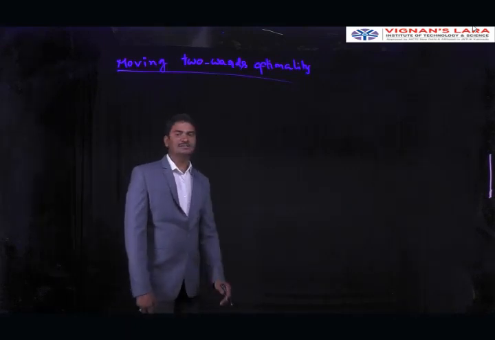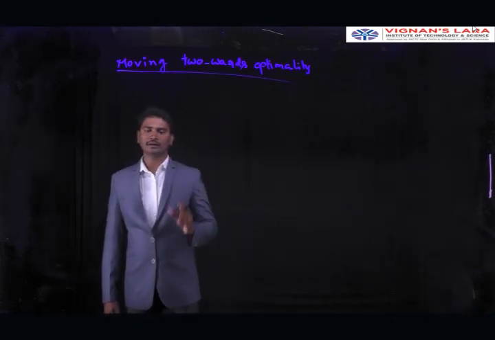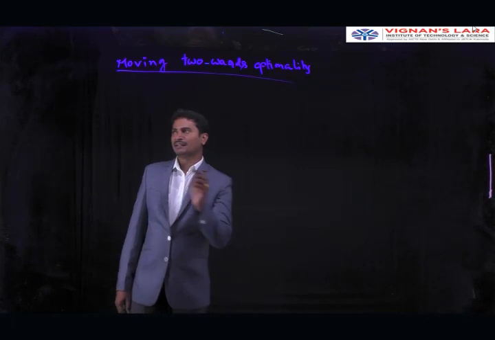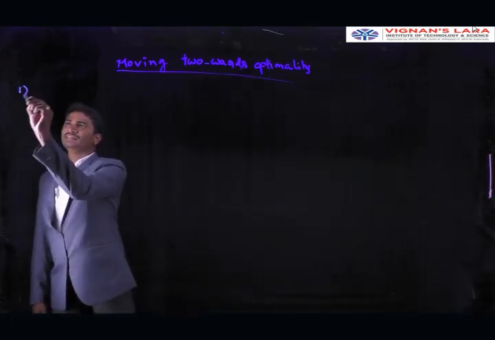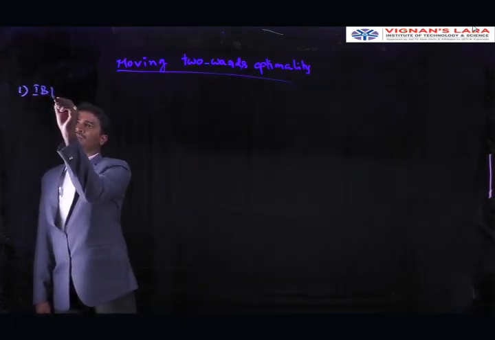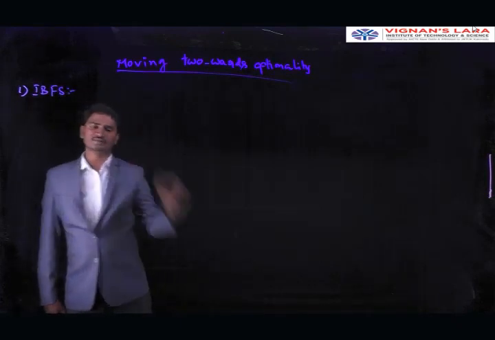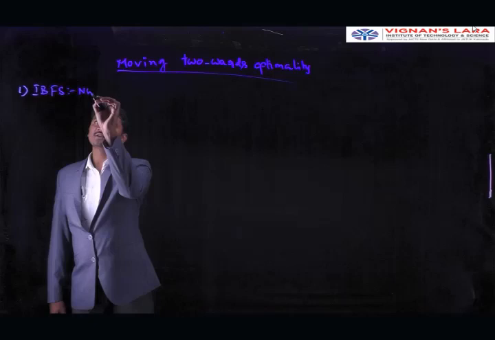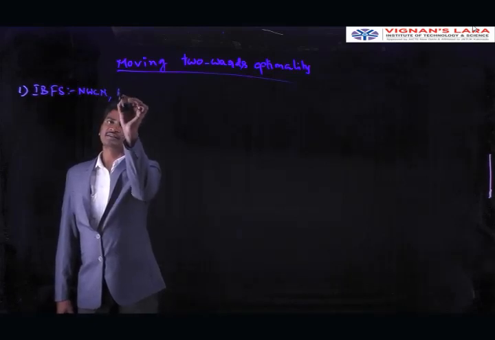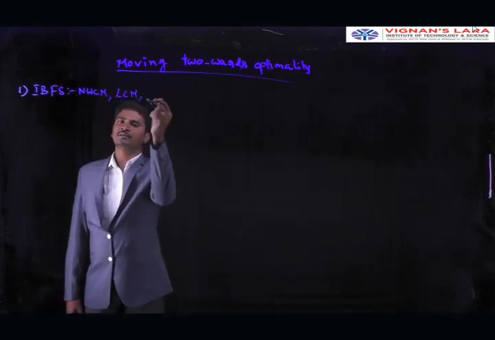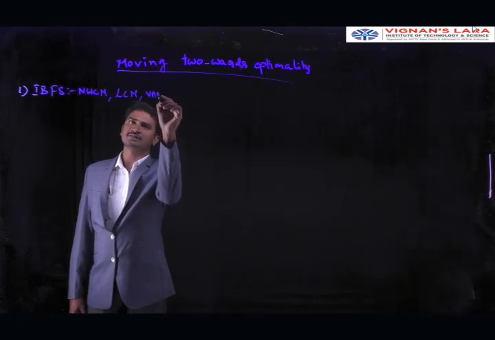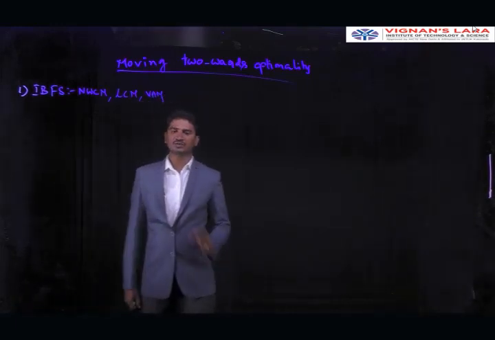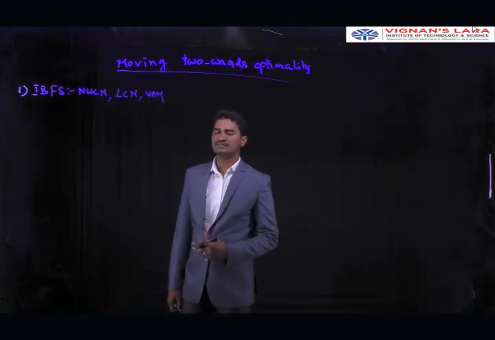Coming to the transportation problem, here we move towards optimality by calculating the initial basic feasible solution. We find the initial basic feasible solution using three methods. One is the northwest corner method, the second is the least cost entry method, and the third is Vogel's approximation method. These three methods are used to find the initial basic feasible solution.